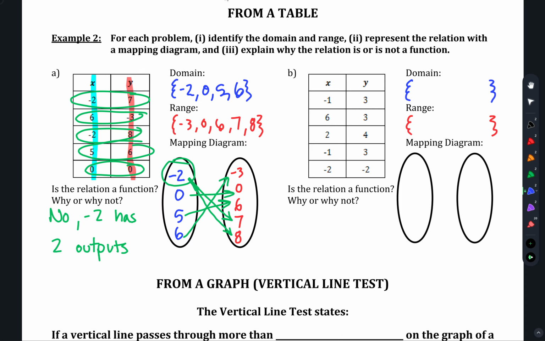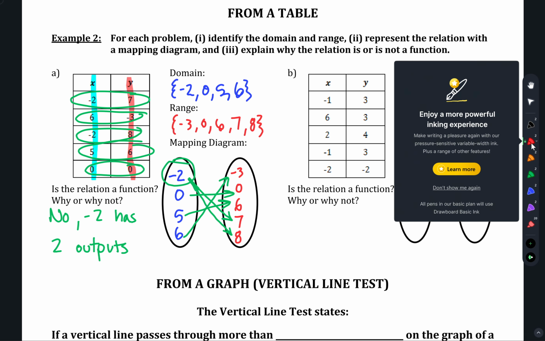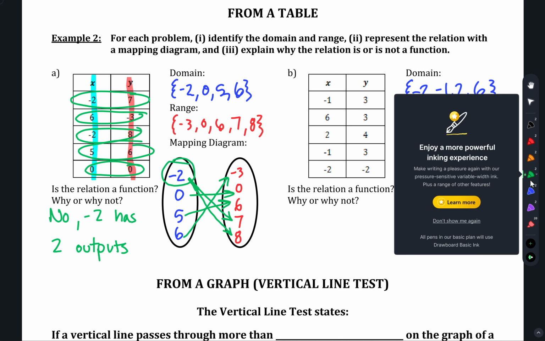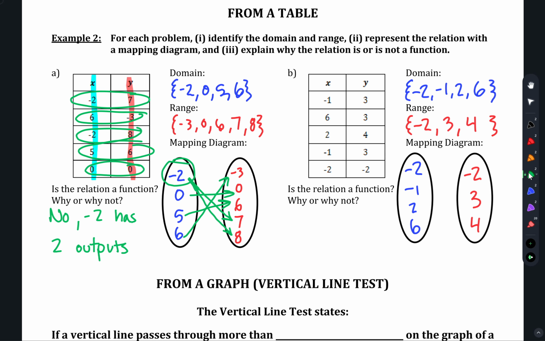What's my domain? Branson? Perfect. Range? Chaz? Perfect. Did we get those in our mapping diagram? What did we discover? Function or not a function? Jaden says yes. Everybody agree? We have a function here.